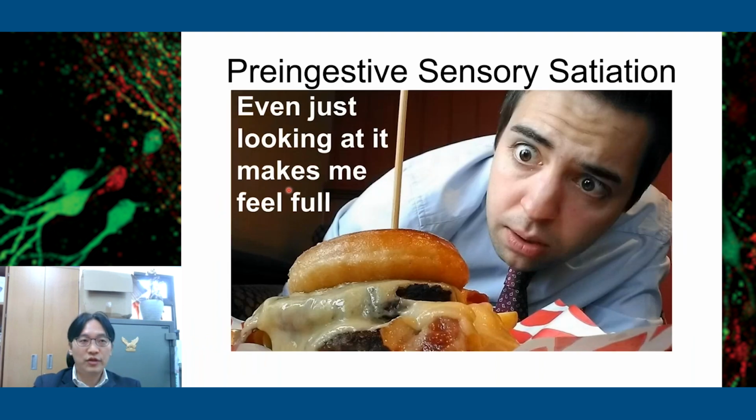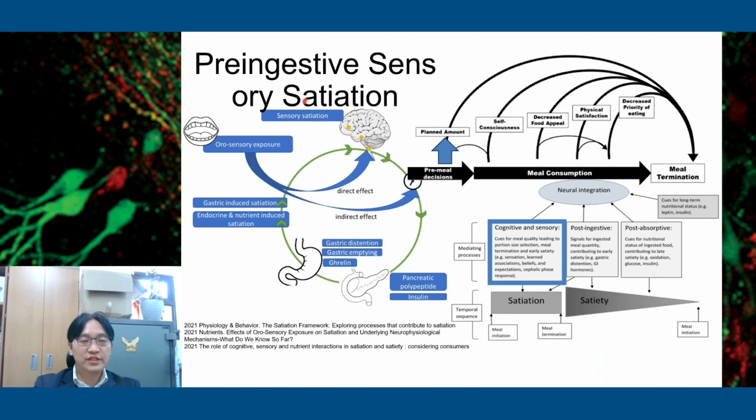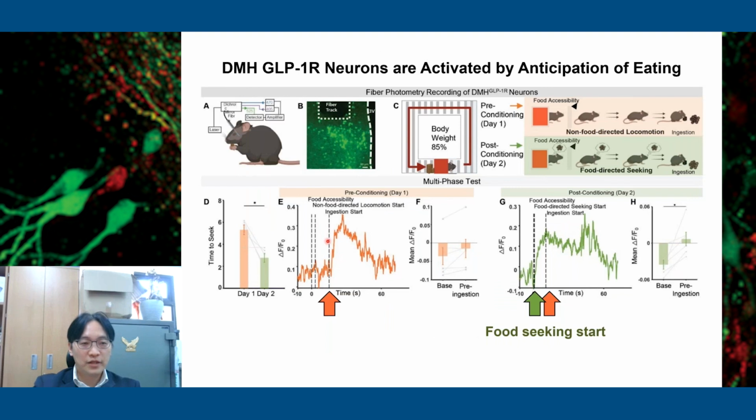And we have another example, about the cognition part. Let me go quicker. So, pre-ingestive sensory satiation. When you see something, it can have satiation. In this trial, we use a similar paradigm, and when we do bulk photometry, we could also see that these neurons are activated after conditioning at the food-seeking moment, similar to the previous report.